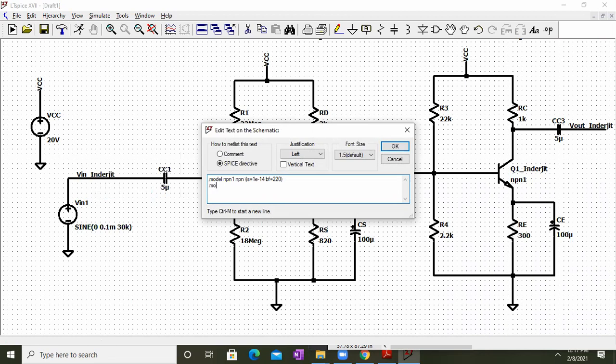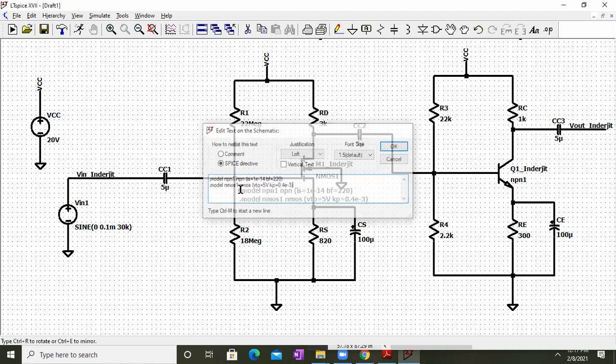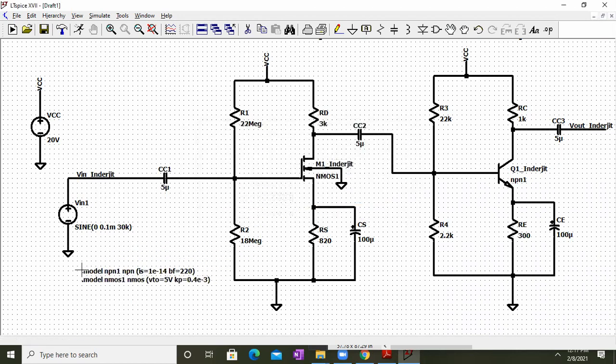And in the next statement, we'll write dot model for NMOS1. We'll write the reserved word NMOS, and VTO is given as 5 volt. Okay, and Kn is given as around 0.2 into 10 raised to minus 3. But here we are writing 0.4 E minus 3. I will explain to you why. Just let me place this and then I'll explain it to you all. Okay, fine. So what really happens is, let me use the annotations over here also.